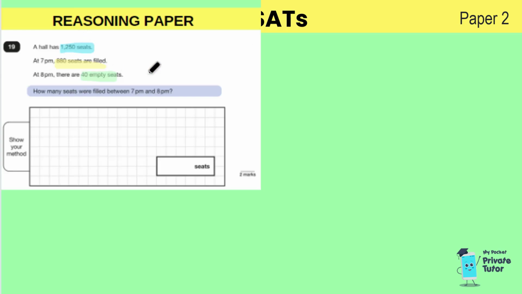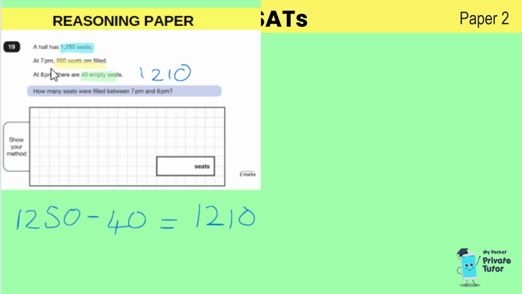At 8 p.m. there are 40 empty seats, so I know I'm just subtracting 40 from 1,250, but I can do that in my head. So that would be 1,210. So I can just write that in there, just annotate it. At 8 p.m, that's how many seats are filled. And we know that at 7 p.m, 880 seats are filled. So all we need to do is find the difference between 1,210 and 880.